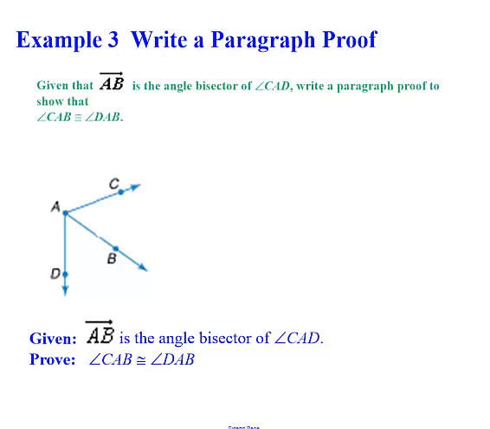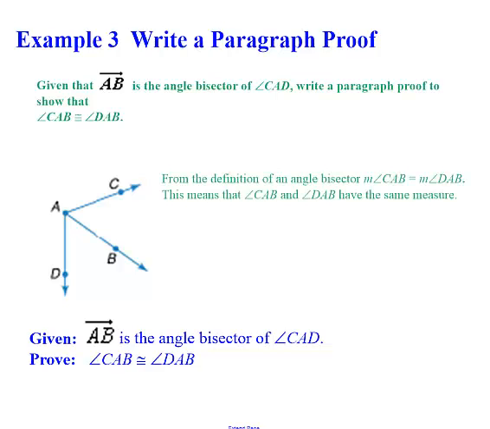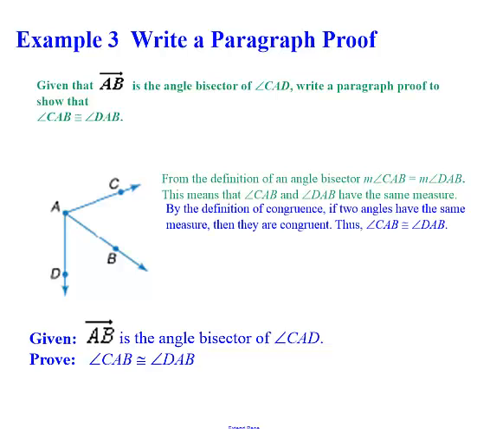So let's start off our paragraph proof. From the definition of an angle bisector, the measure of angle CAB equals the measure of angle DAB. This means that angle CAB and angle DAB have the same measure. By the definition of congruence, if two angles have the same measure, then they are congruent. Thus, angle CAB is congruent to angle DAB.